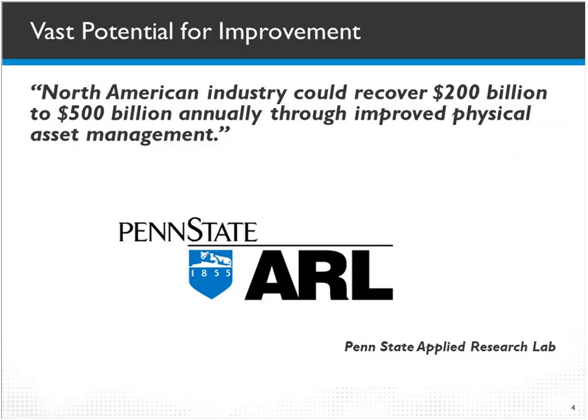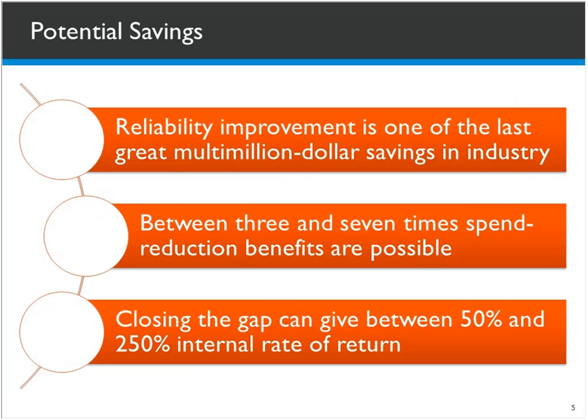It says that the Penn State Applied Research Laboratory said years ago, in a study that everybody quotes, that in North American industries we could recover between $200 and $500 billion every year through improved physical asset management. It's just an enormous amount of money that's being left on the table. Everyone's gone through Lean Six Sigma type improvements, and they rode those waves of improvements in the 90s and in the earlier part of this century. And now people say that reliability improvements are one of the last big multi-million-dollar savings left in industry, and a lot of it is low-hanging fruit.